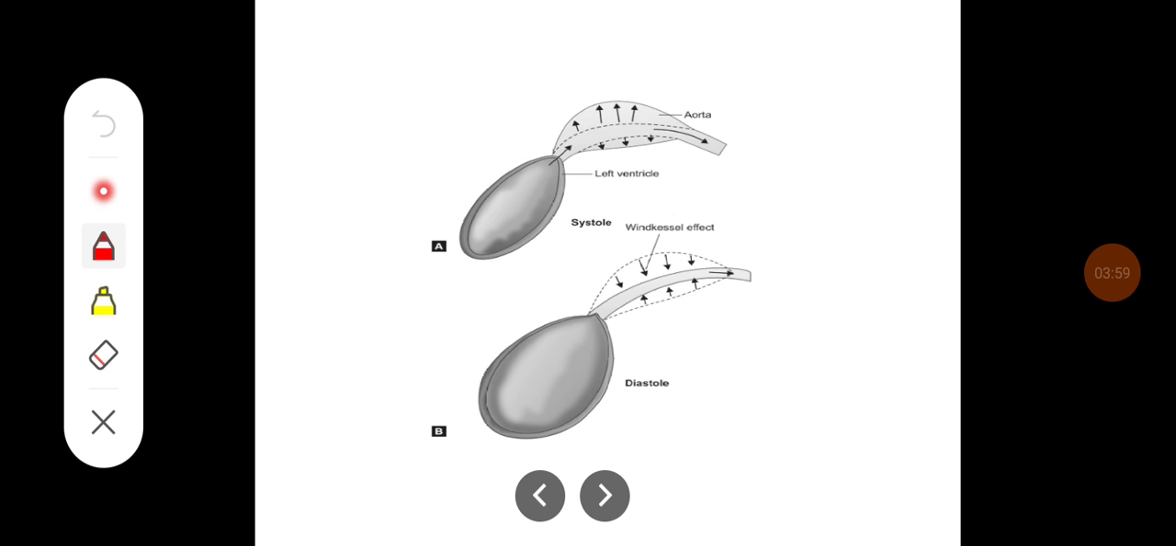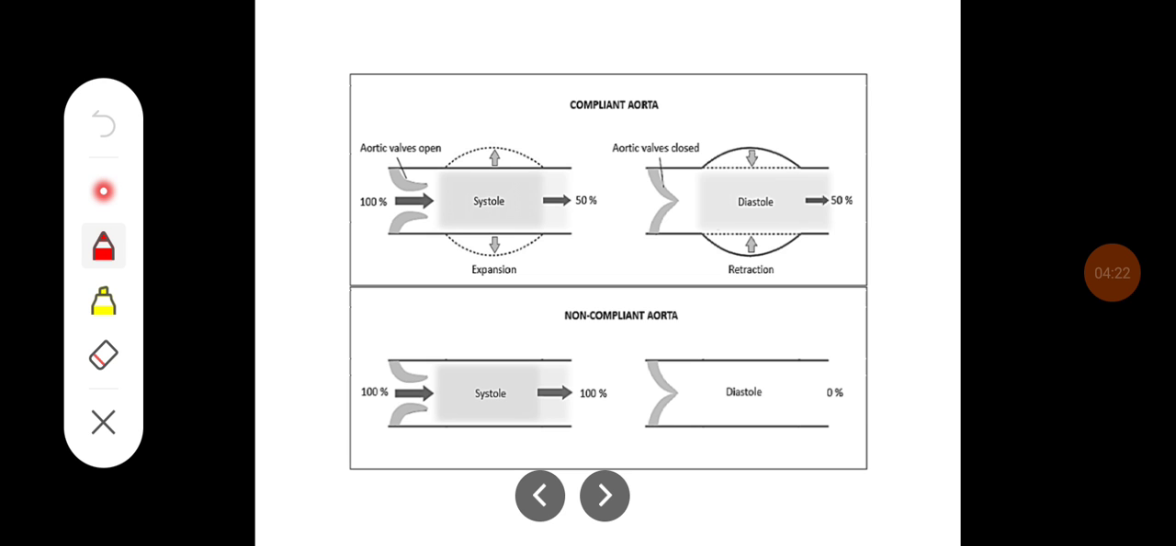So this diagram shows the Windkessel effect. When the blood is pumped, there will be distension of the elastic vessels, and when they recoil, they push the blood column in a forward direction. This is called the Windkessel effect, and these arteries are called Windkessel arteries. Here you can see the Windkessel effect in a compliant aorta, and in a non-compliant aorta, the blood moves as if it is moving in a rigid tube.